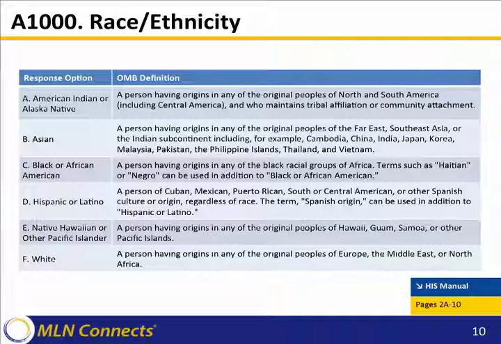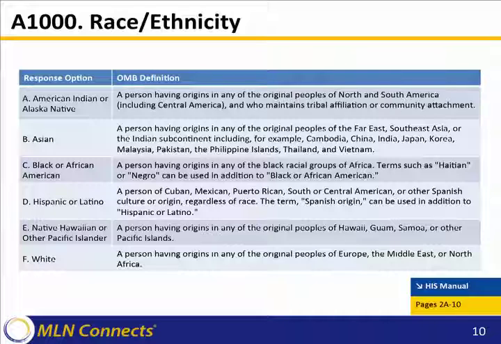The question most often received on the Quality Help Desk about this item is what racial or ethnic categories are included in response option F, white. As noted on the slide, response option F, white, includes any person having origins in the original peoples of Europe, the Middle East, or North Africa.